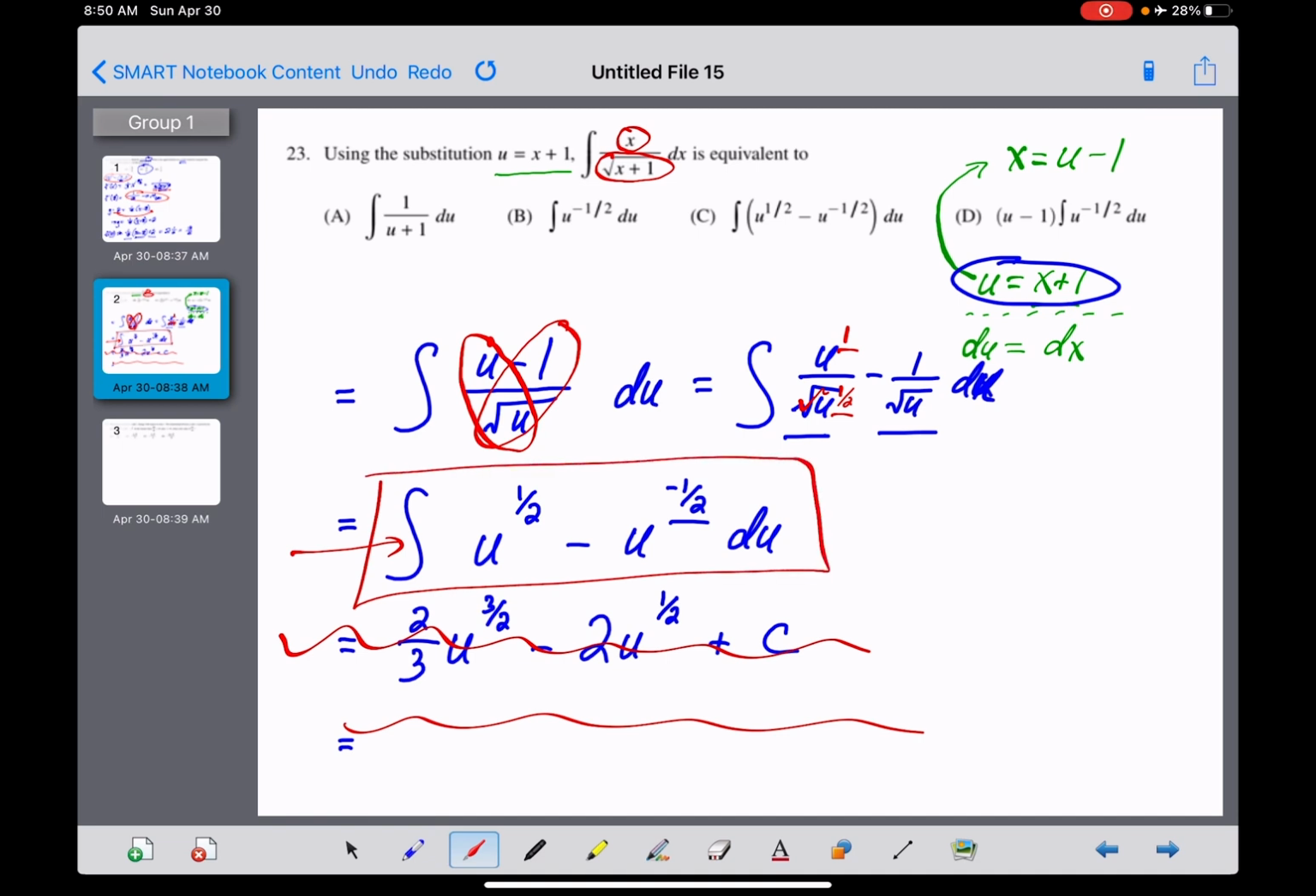So which one are we dealing with? And it looks like, yeah, almost exactly. We're talking about C here for problem number 23. The integral of u to the 1/2 minus u to the negative 1/2, all taken with respect to u. So it looks like our answer for number 23 is C.